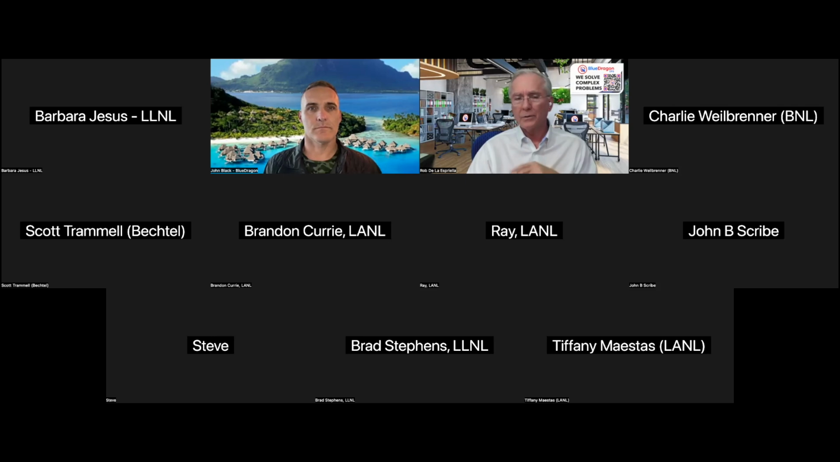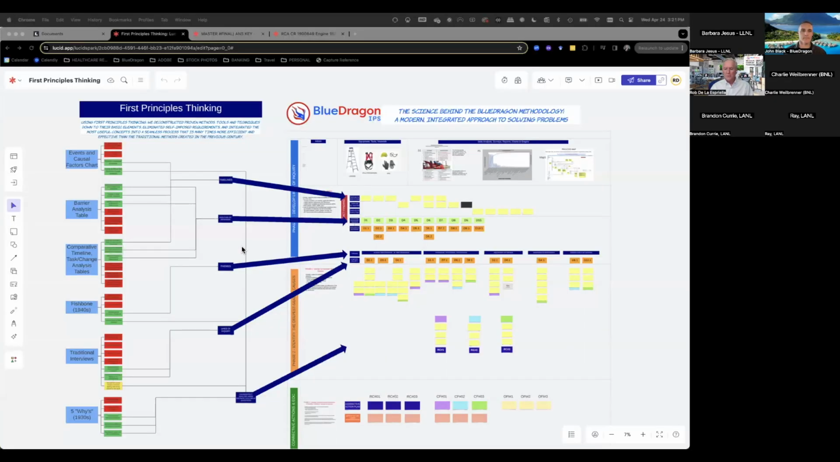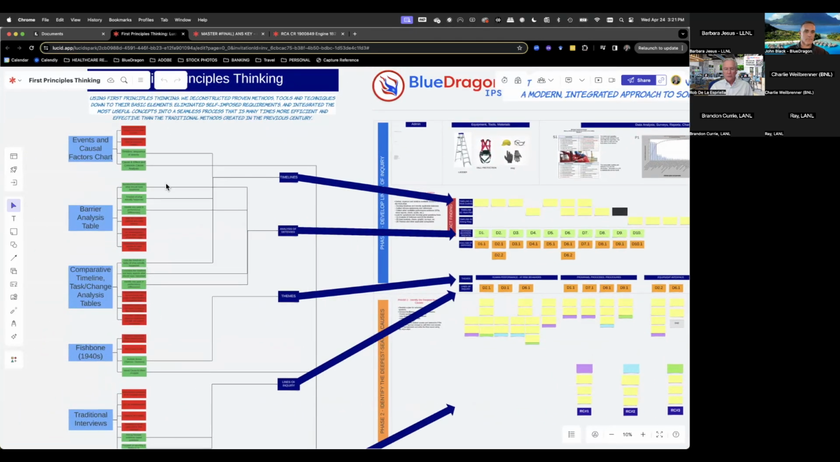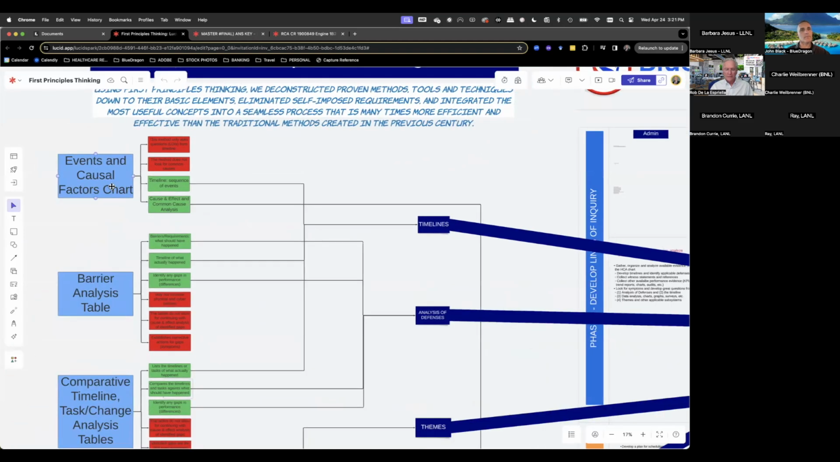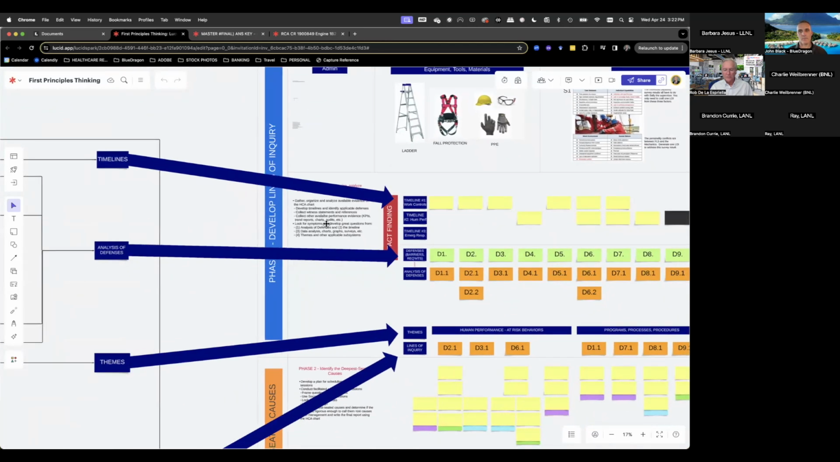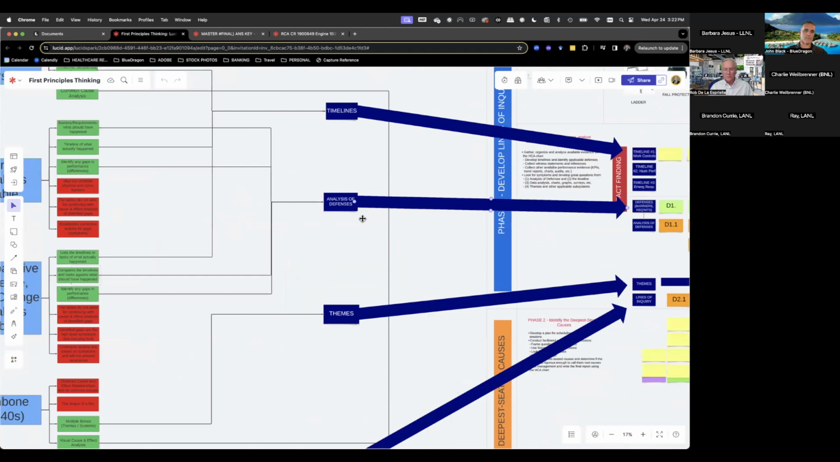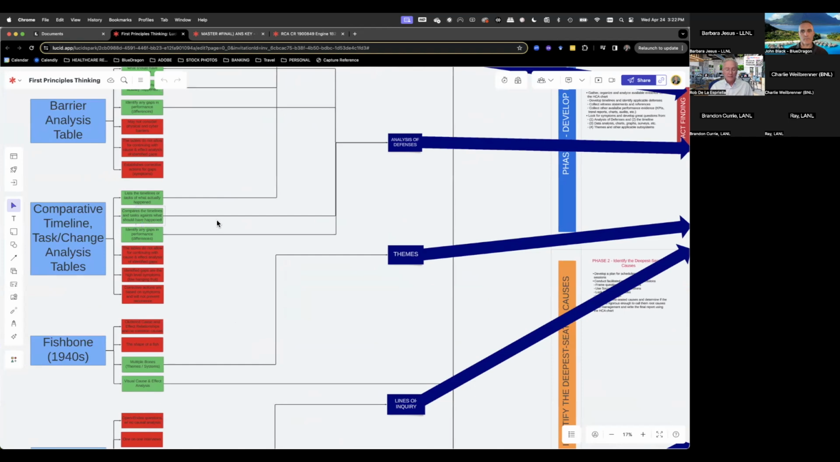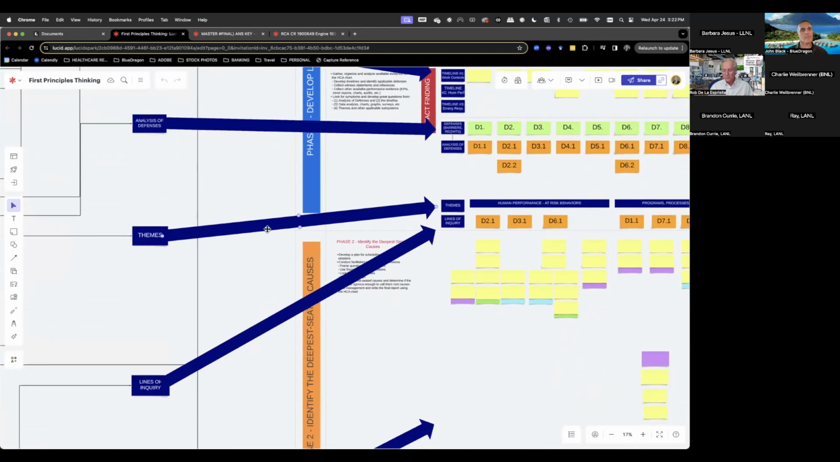The slide that you're talking about, I call it my first principles thinking slide. I'm going to throw it up now. I'm not sure it's small enough to put into a PowerPoint slide, but here's what we've done. I show in this particular slide not only that I've taken the events and causal factors chart and the others, but I've kept the green boxes and deleted the inefficiencies in the red boxes. Here are the timelines from the ENCF chart. Here is the analysis of defenses, which came from the barrier analysis table. Here is how we also do comparative timeline, task and change analysis. Here are the themes from the fishbone.